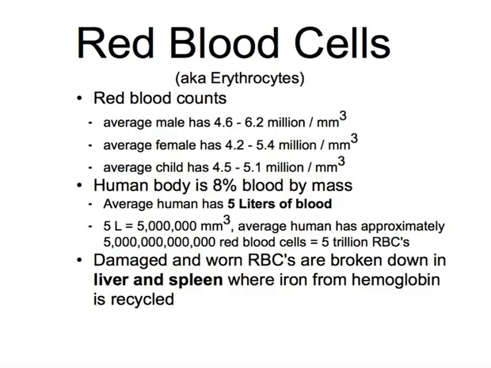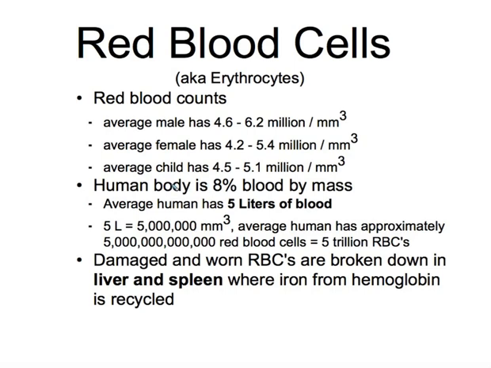Continuing on with red blood cells, we have the average person. Average male has between 4.6 and 6.2 million red blood cells per cubic millimeter. That is a lot, in case anybody's wondering. Or per milliliter of blood is the same setup. Okay, so it's 4.6 to 6.2. That's a drastic difference, but that's the range. It's about 1.6 million difference between top and bottom. Females have less on average, between 4.2 and 5.4. Children have kind of in the middle somewhere, 4.5 to 5.1 million red blood cells per, again, cubic millimeter of blood.